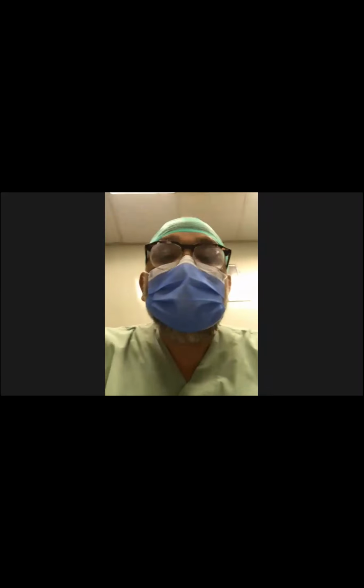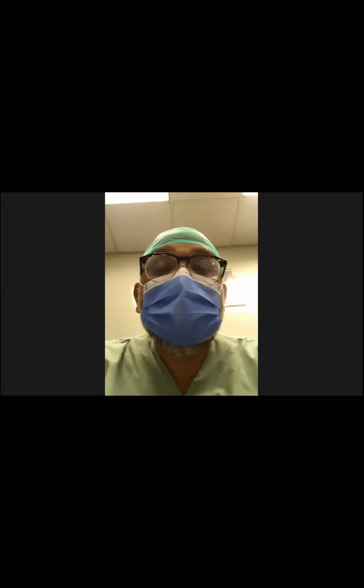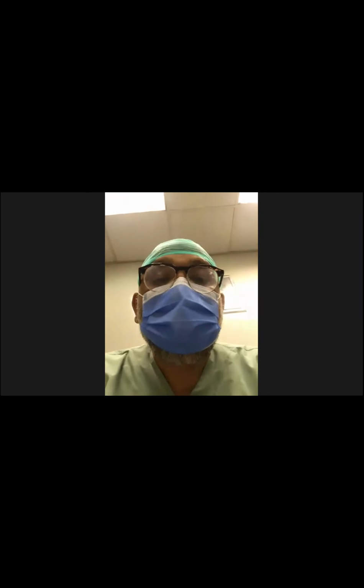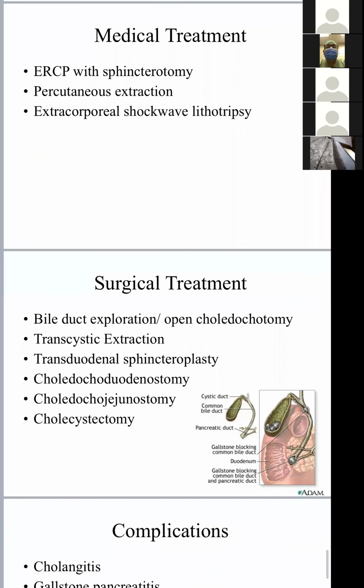When there is an associated stone in the gallbladder and in the CBD, then the treatment can be ERCP with sphincterotomy, which is the preferred treatment. However, if ERCP fails to remove the stone, then we can perform open surgery, remove the gallbladder, and do a CBD exploration, which is known as exploration of the CBD and removal of stone, bile duct exploration, open choledochotomy.